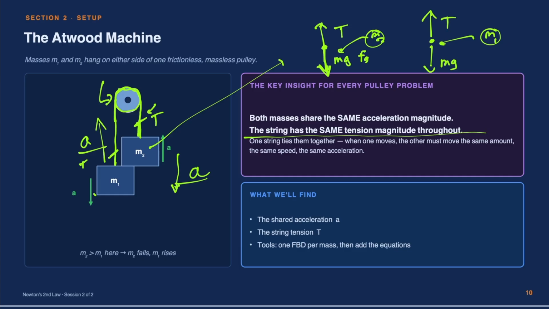And both these tensions are going to be equal. They're not going to be equal to mg, they're going to be equal to each other, right? Because the tension across the rope is the same. When you pull on a rope from one side, the rope feels that same tension from the other side. So we're going to have the same tension here, okay? Same acceleration and same tension magnitude here. And you're going to have one free body diagram per mass.